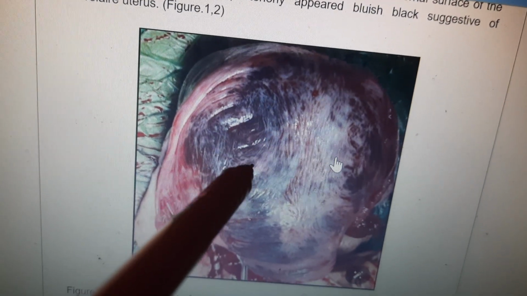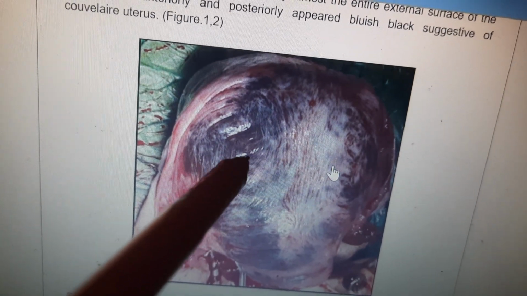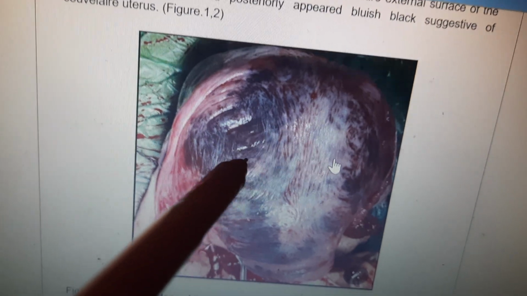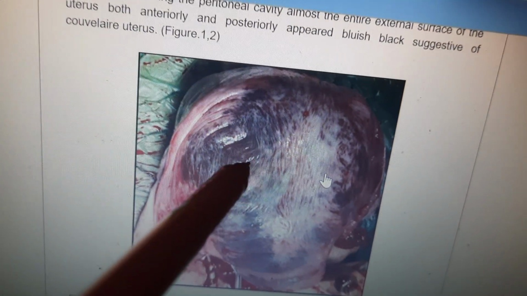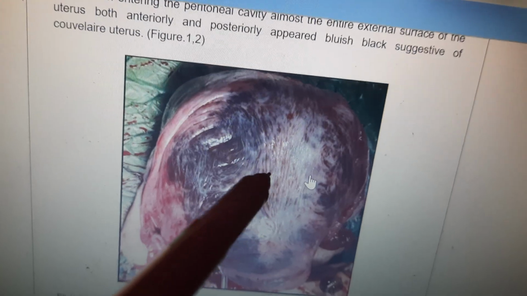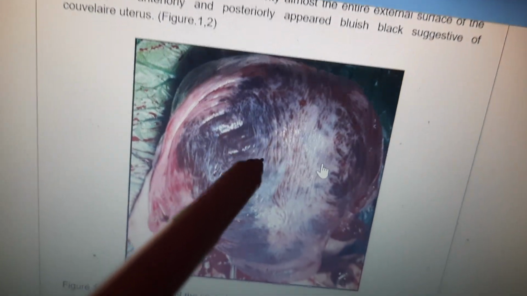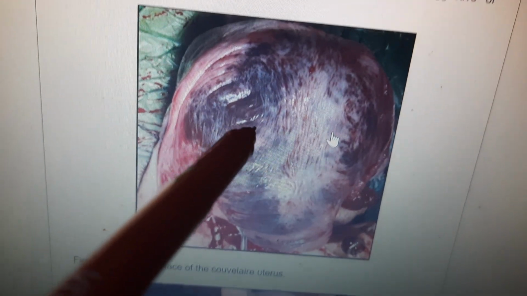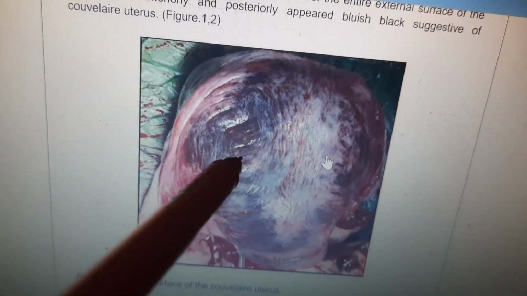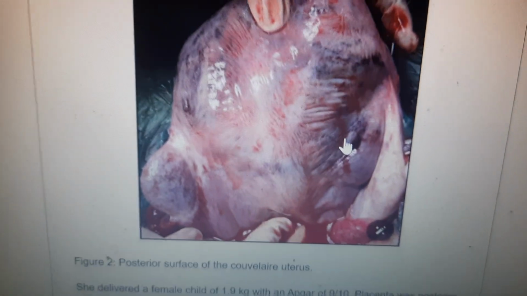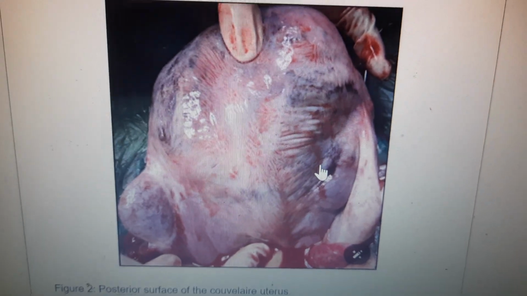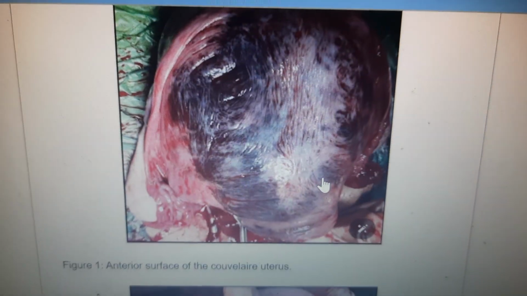before spreading to other areas, more specifically over the placental site. Subperitoneal petechial hemorrhages are found under the uterine peritoneum, and it may extend into the broad ligament, and there may be free blood in the peritoneal cavity or a broad ligament hematoma. Same picture, this is the posterior surface of the Couvelaire uterus, and this is the anterior surface.